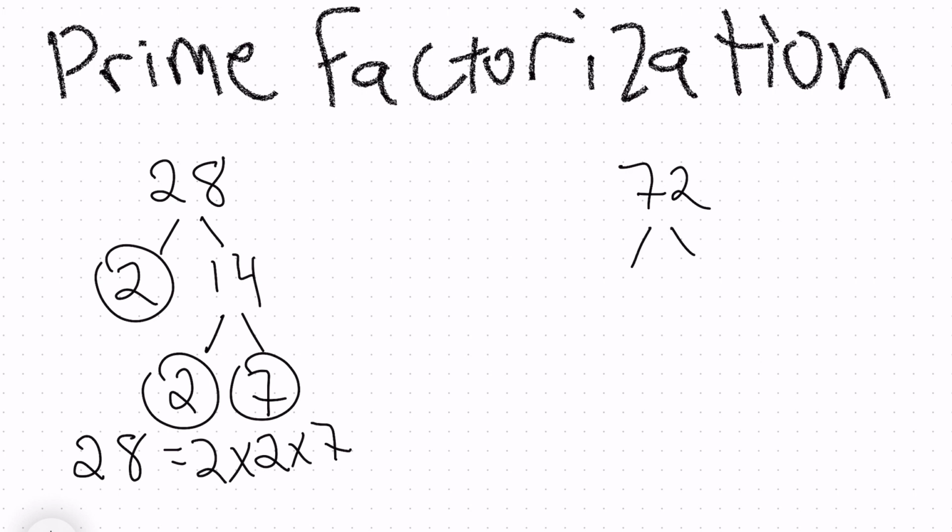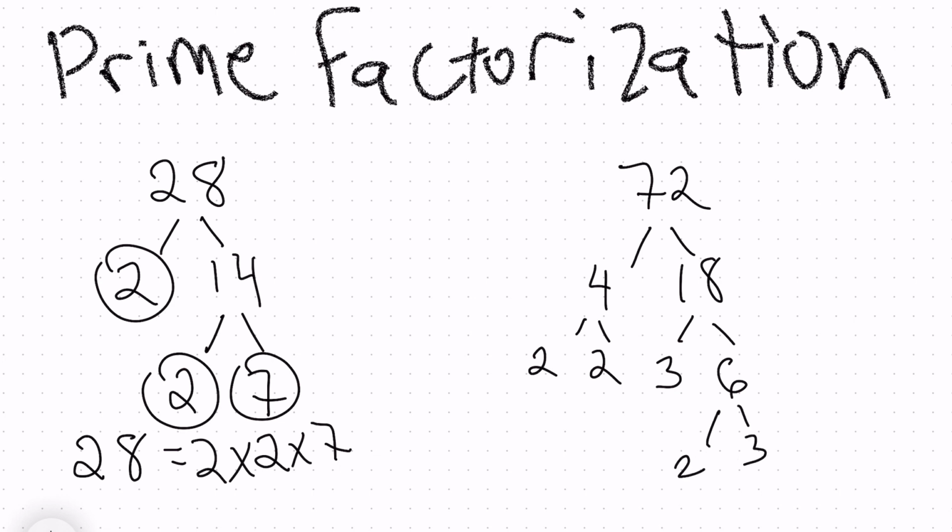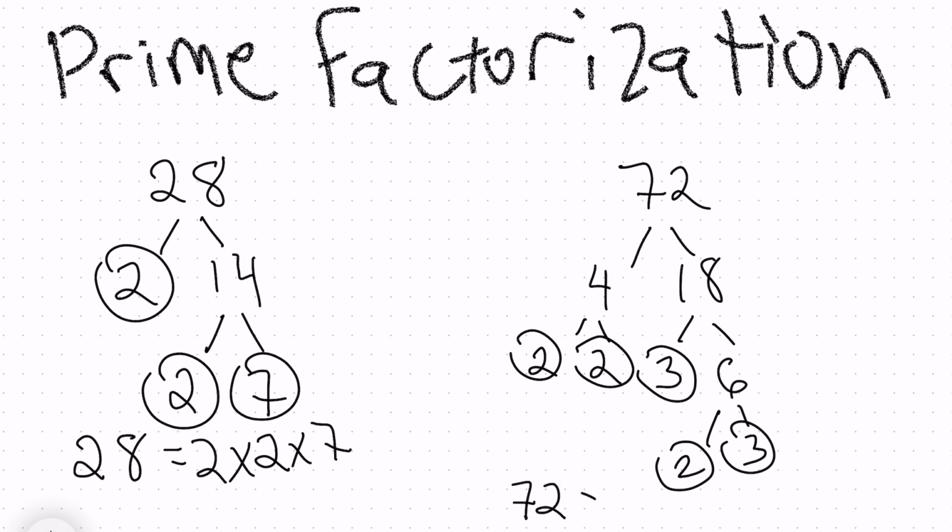So we have to figure out two numbers that multiply together that equal 72. In my case, I'm going to choose 4 and 18. And then I'm going to split the 4 by 2 and 2. And I'm going to split the 18 by 3 and 6. And then split the 6 by 2 and 3. And I'm going to go back and circle the prime numbers that we have here. We've got 2, 2, 3, 2, and 3. So I'm going to write my equation down below. 72 equals 2 times 2 times 2 times 3 times 3.